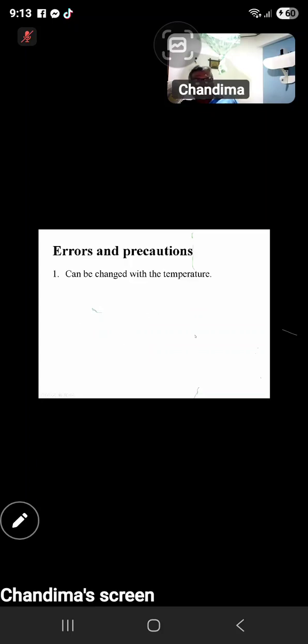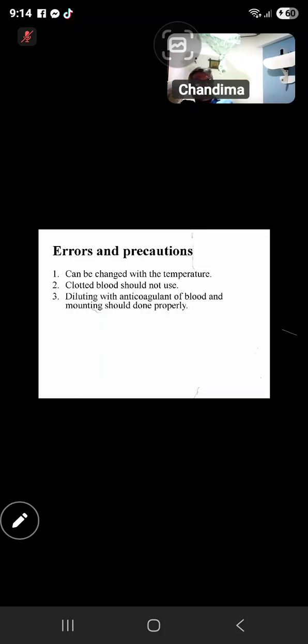Right. So this is very important, right? Again, I must say, I may have told you that they are not going to ask how we mount the ESR, but they may be asked from you: what are the errors and precautions that you have to take in mounting the ESR? It can be changed due to temperature. Because of that, you have to mount it away from the water bath and direct sunlight. And clotted blood should not be used.